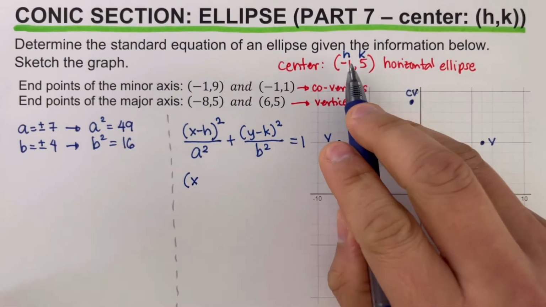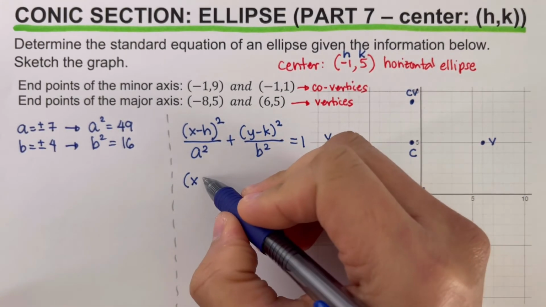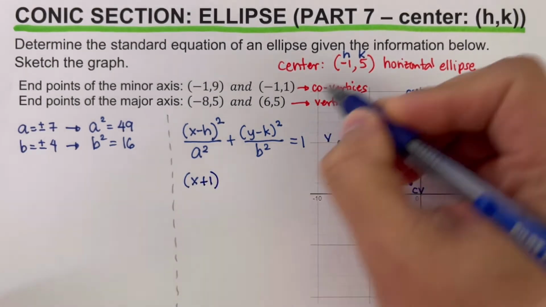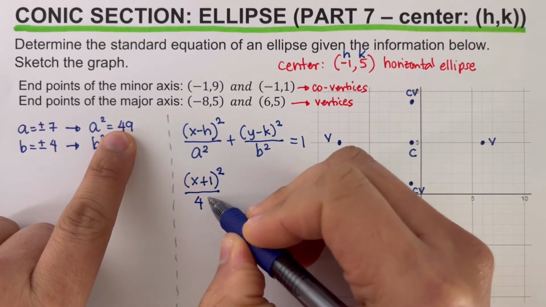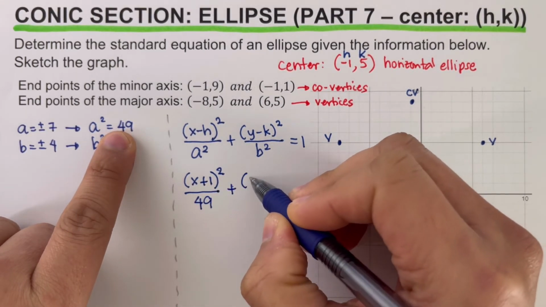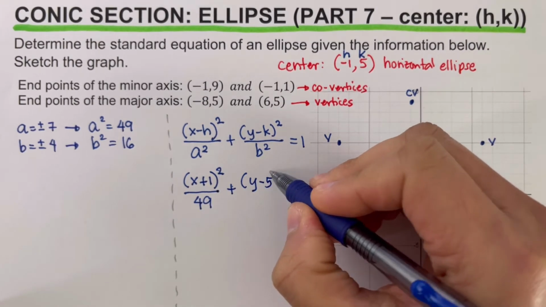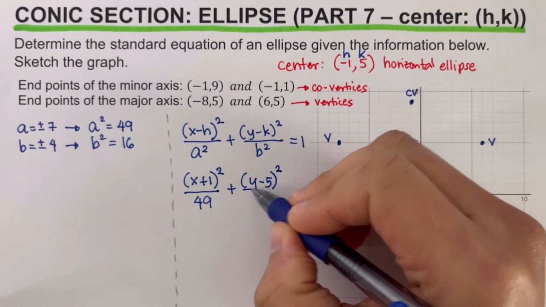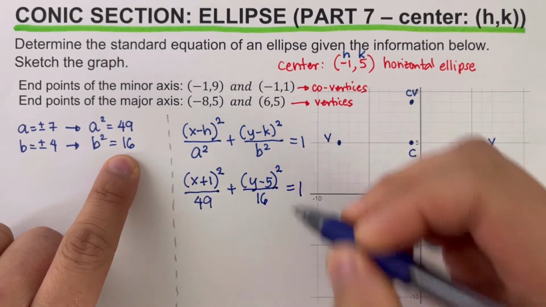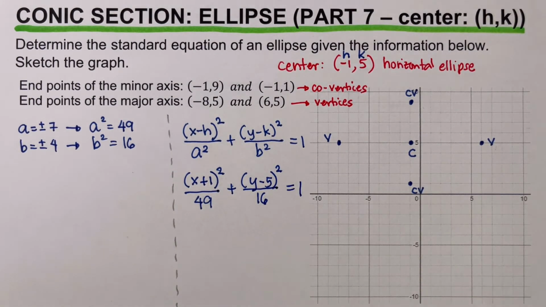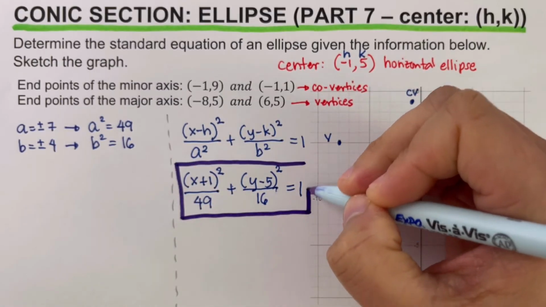For x, our h is negative 1. So remember we switch the sign. So that is x plus 1, squared, over our a squared, which is 49, plus we have y. And then that is a positive 5, so that would be y minus 5, because remember we switch the sign, squared, over our b squared, 16, and that is equal to 1. So this is the equation that would work for this problem.